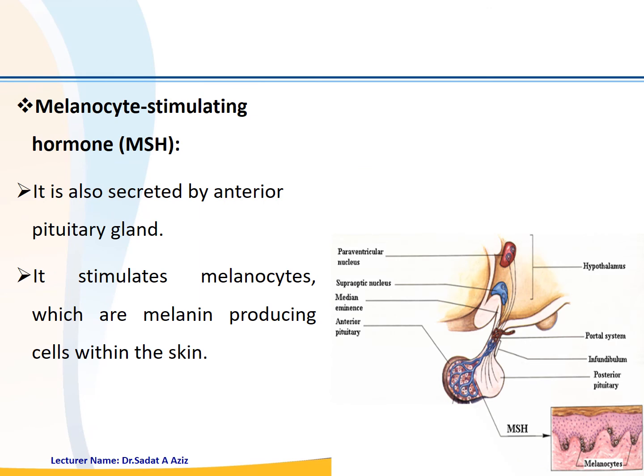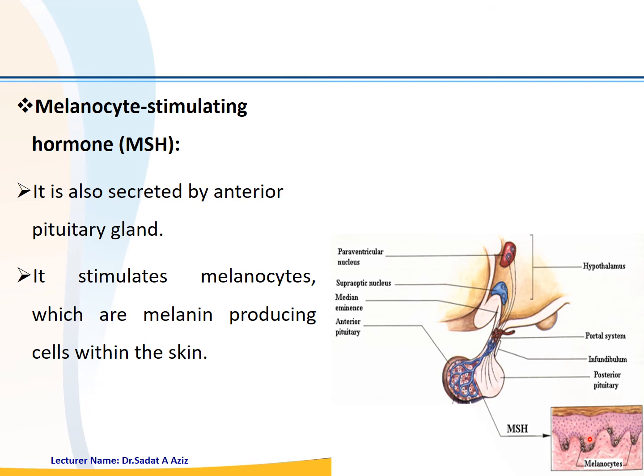So melanocyte stimulating hormone is also secreted from the anterior part of the pituitary gland and through the circulatory system can get to the cells within the skin.